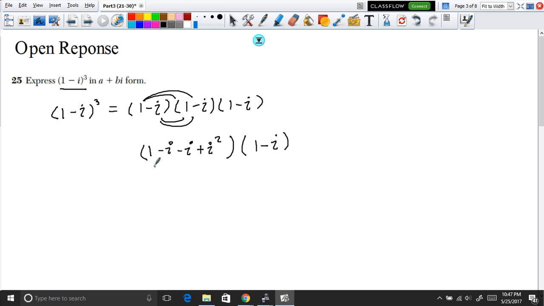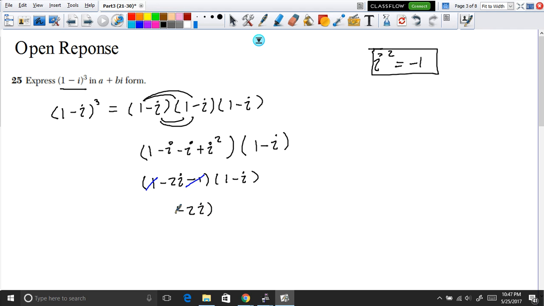But now let's stop here and try to simplify. We notice that I can combine these two, that becomes negative 2i. But notice here, i squared. And if you remember, i squared is equal to negative 1. This is just a fact. You can substitute with that, so we'll do that here. Now if we do that, notice that this 1 cancels out with this negative 1. So now we have negative 2i times 1 minus i.